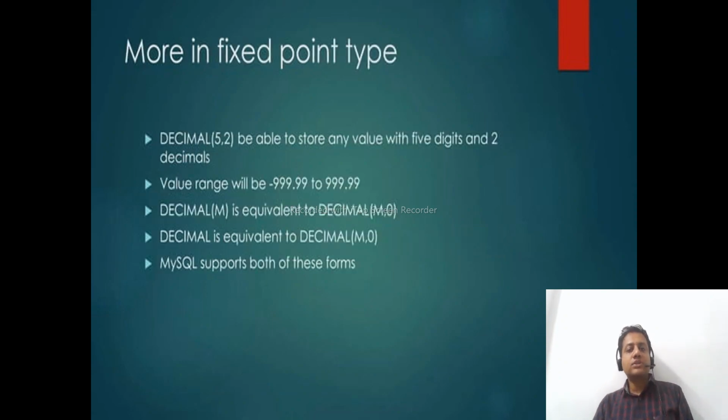Now let's move next to what all range. These all things I have already told you. By taking 5 and 2 as example, the minimum value will be minus 999,99.99 to plus 999,99.99. So MySQL can take both these formats. If you just mention decimal, then it is equivalent to decimal(M,0), that means no decimal value is there. And if you mention decimal and say suppose 10, that is also equivalent to decimal(10,0), that is after decimal point there is no value.